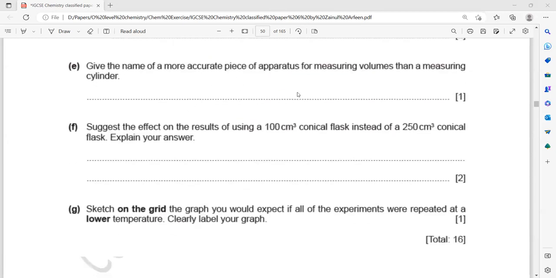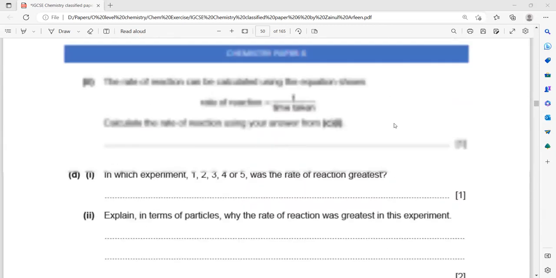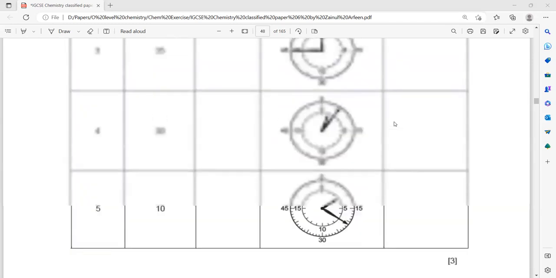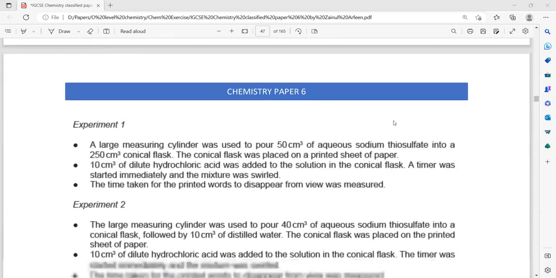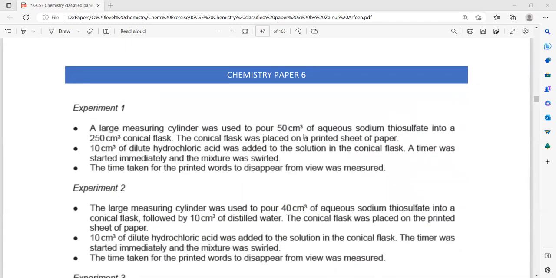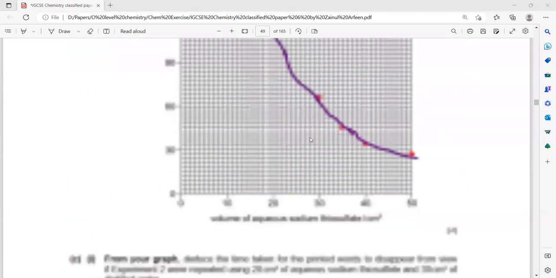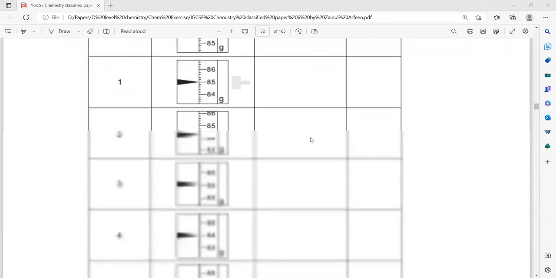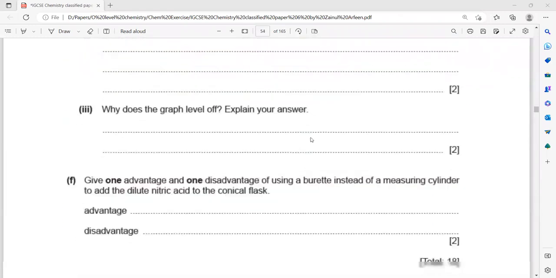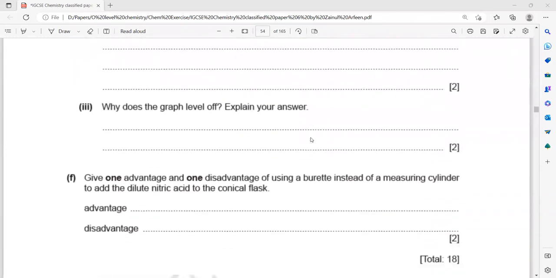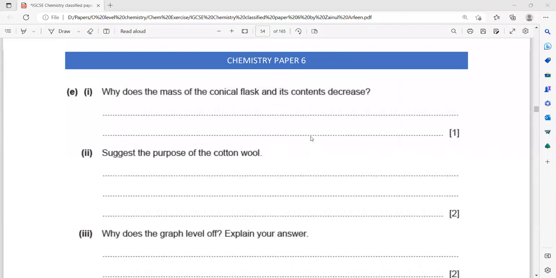Give the name of a more accurate piece of apparatus for measuring volume, other than a measuring cylinder. Here we use a large measuring cylinder for 50 cm cube. So what else can we use? Burette. Why did we not mention pipette specifically? Because a pipette is for 25 cm cube. That's why we did not mention it.